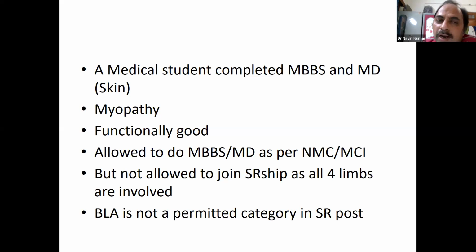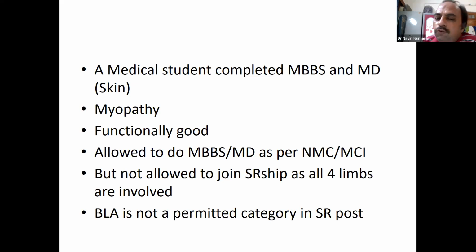And this is in relation to a medical student. It is actually a very sad story, but very true. This is a student who had done MBBS and MD from my institute only. He was having myopathy, but it was not very severe. He was functionally good. But as we did the calculation for all 4 limbs, it came to be more than 40%. So as per NMC or MCI guidelines, he was eligible for doing MBBS and MD. He did MD also in dermatology.